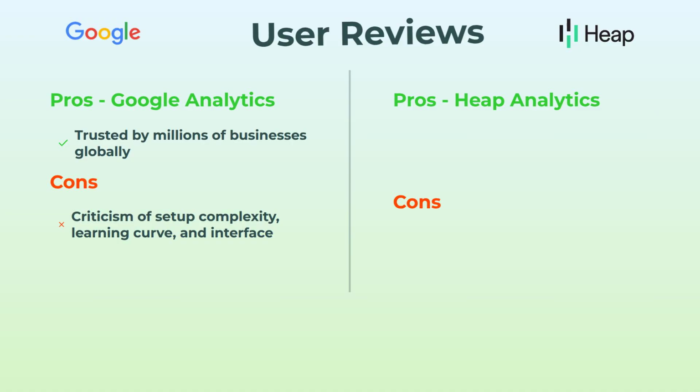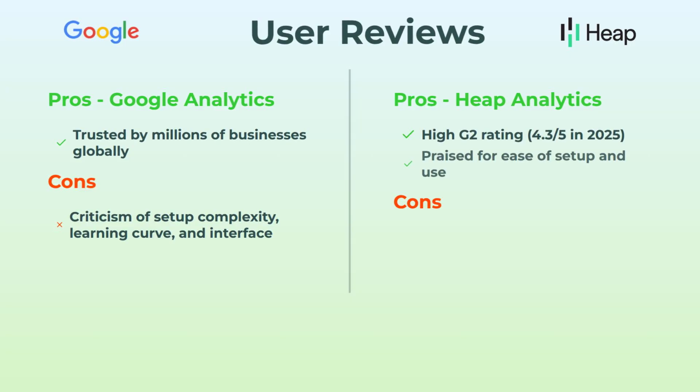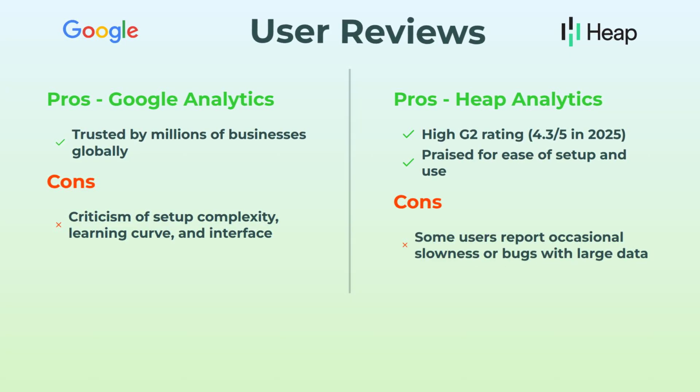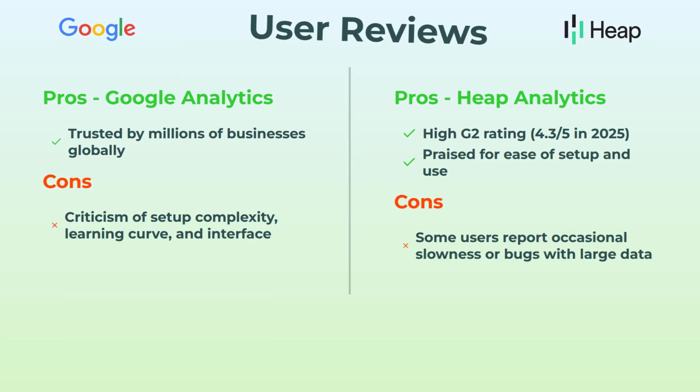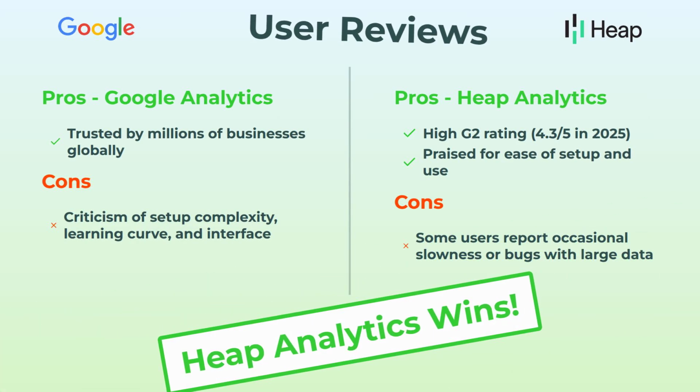Heap scores high, especially for ease of use. G2 rating is sweet at 4.3 out of 5 in 2025. People love the quick setup and just how less stressful it feels. Some say if your dataset gets super massive, Heap can lag or throw some bugs. But overall, Heap gets a lot of love for simplicity. Reviews are almost neck and neck.